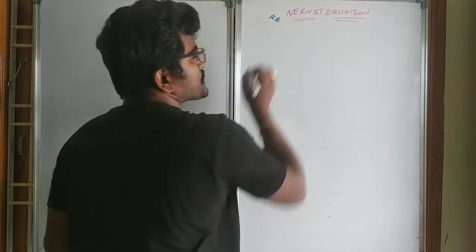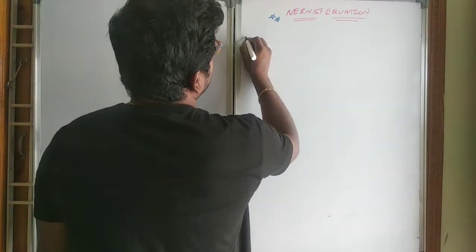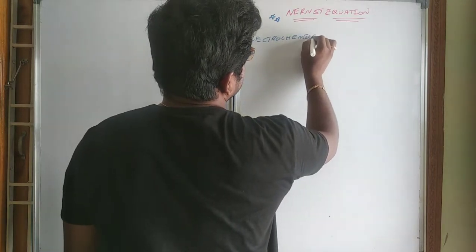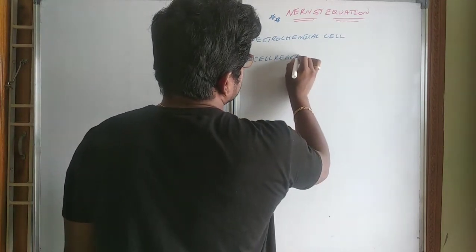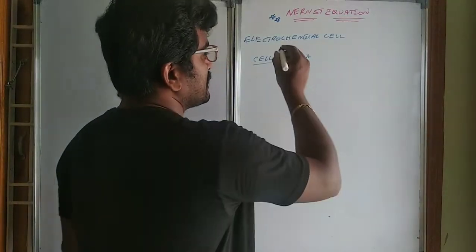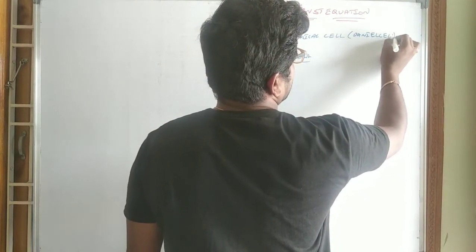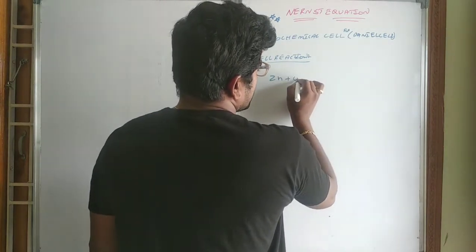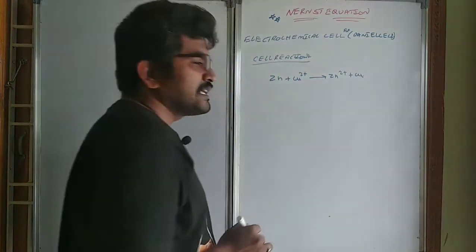Nernst equation. See, the derivation is very important. Listen carefully. For an electrochemical cell, let us take the cell reaction. The main thing is the cell reaction. I will take the Daniell cell as an example. In the Daniell cell, Zn plus Cu2+ gives Zn2+ plus Cu.